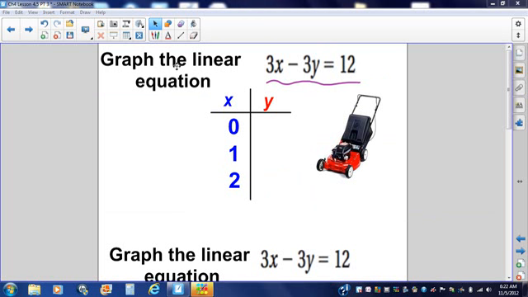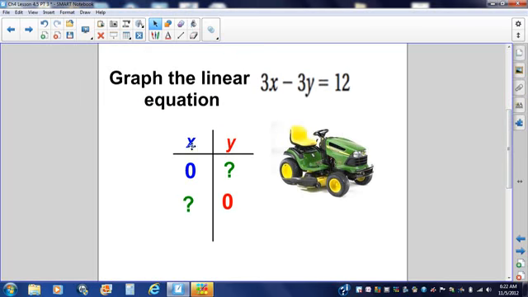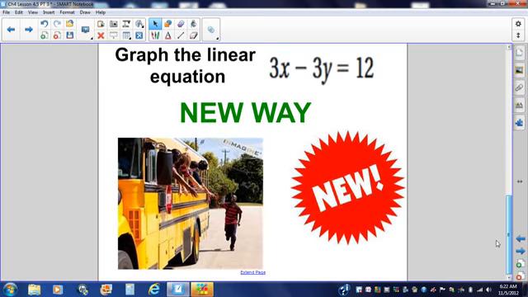We talked about how you could graph this linear equation by making yourself a t-table, picking 3 numbers for x. That would be the walk behind lawnmower. We talked about doing the x and y intercepts, 0, question mark, 0, riding lawnmower. And we talked about our new way, which was you rise out of bed and run to catch the bus.